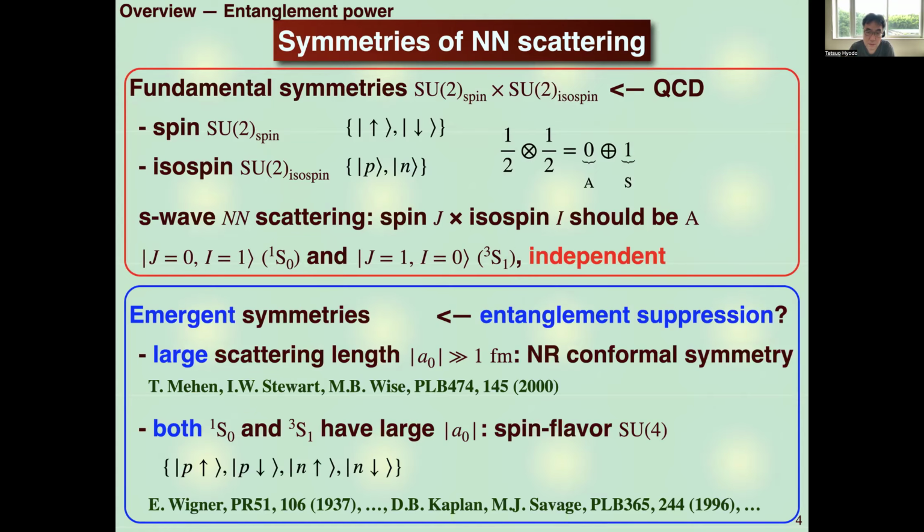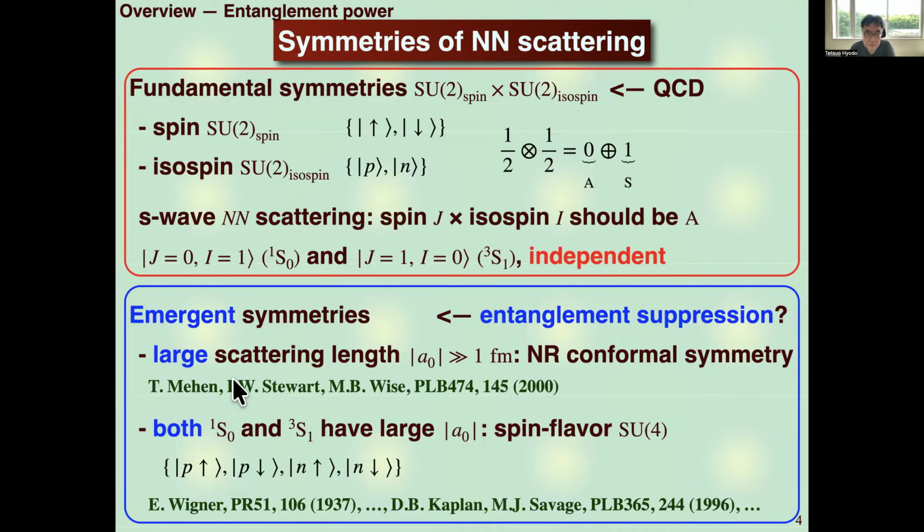And of course, it is realized, but in nature, we know that a much larger class of symmetries is also realized in the two nucleon scattering. And this we call the emergent symmetry.